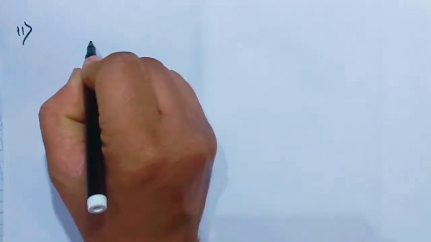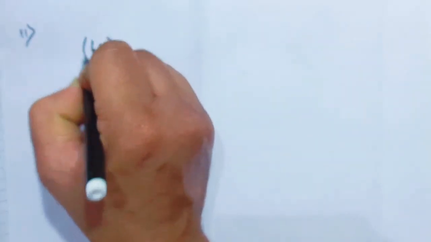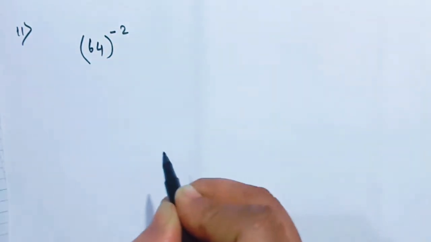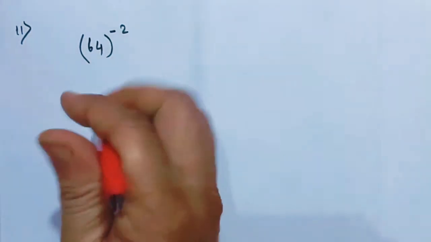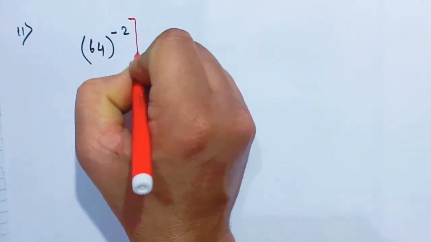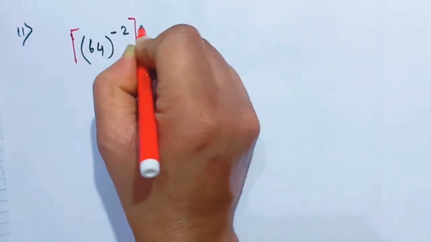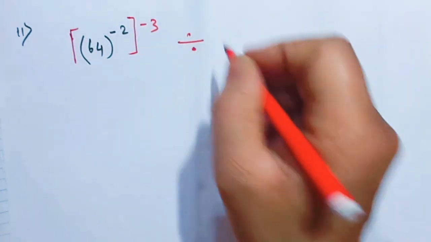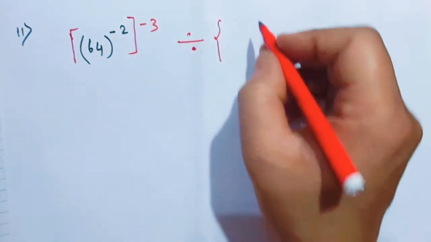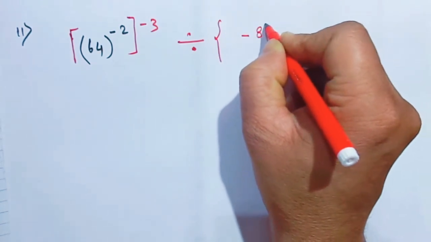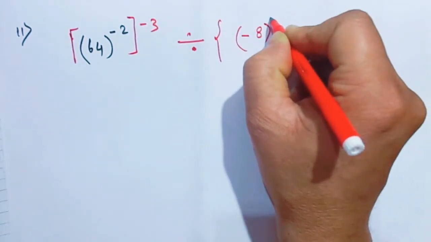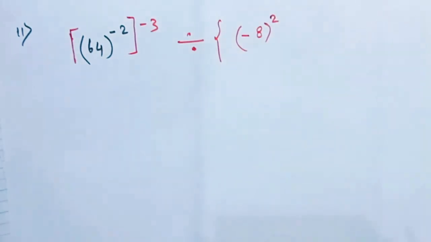Okay, moving on to the next one. Let's speed up. In number 2, what we have is 64. Have a look. Do not panic. 64 whole to the power minus 2, this whole to the power minus 3, divided by minus 8 to the power 2.